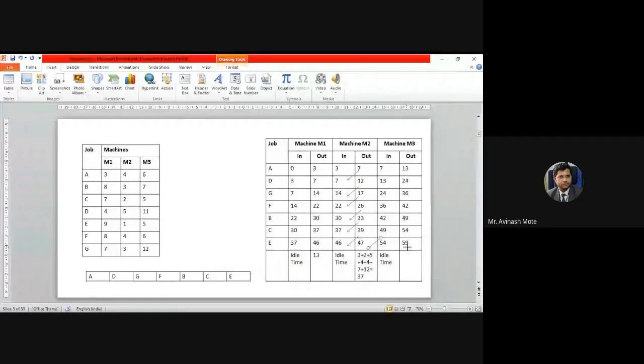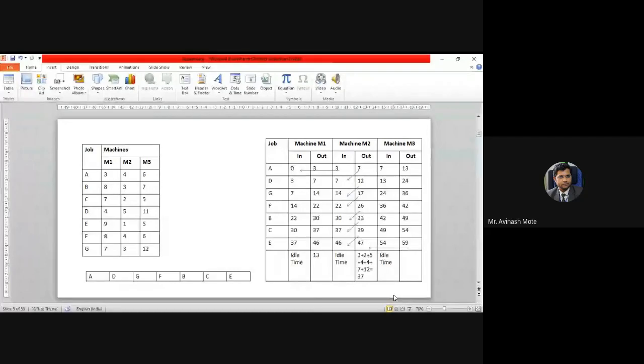Okay, and one more. We'll understand it easily. Okay, this is how we have taken. Zero to three, 3 hours. 7 to 7, 0. 12 to 14, 2 hours. 17 to 22, 5. 26 to 30, 4. 33 to 37, 4. 39 to 46, 7 hours. And 47 to 59, 12 hours. Got it? Easily. Same way.